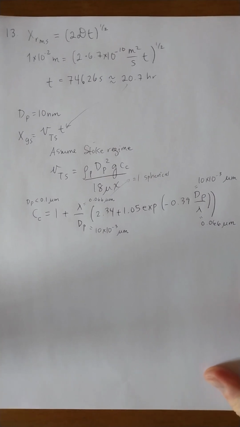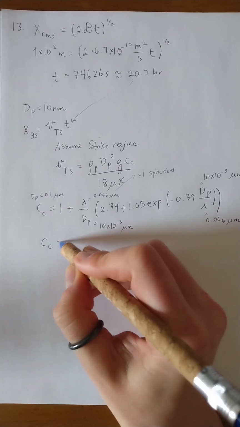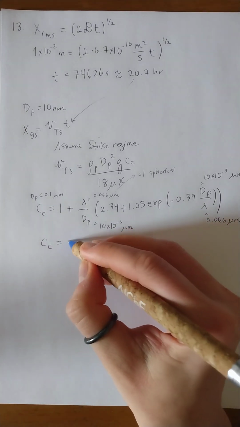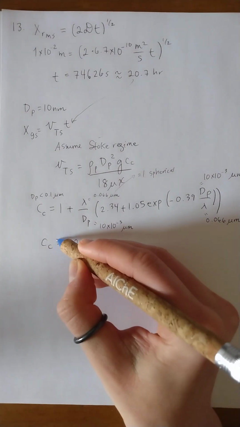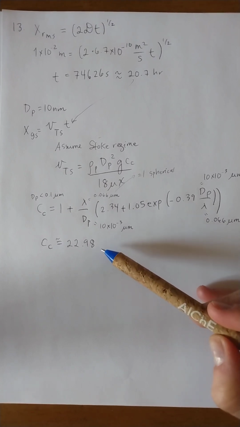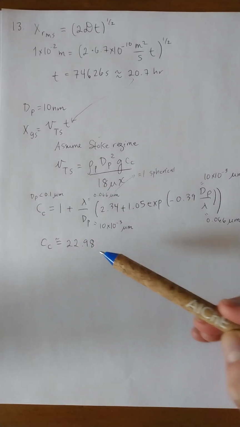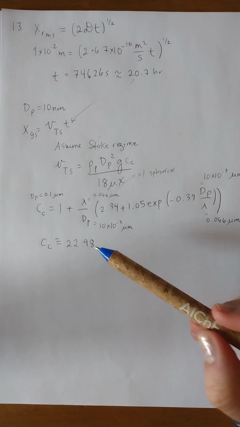And now if we plug all of those values into this complicated expression for our Cunningham correction factor, then we get a value that's large, about 22.98. This just indicates that for these very small particles that have diameters on the order of nanometers, less than a micron or 0.1 micron, this Cunningham correction factor is becoming very large, very much non-negligible.